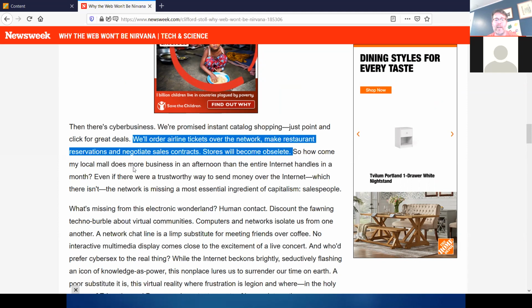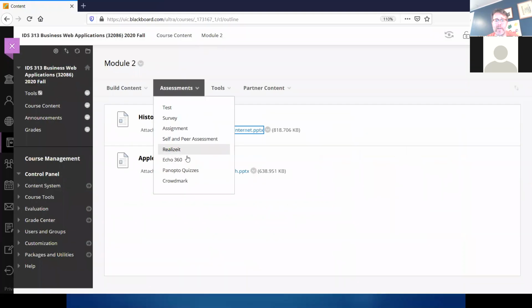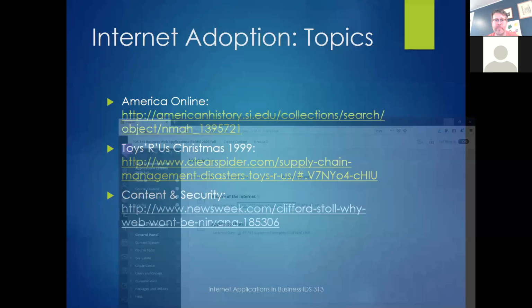Even if there were a trustworthy way to send money over the internet, which there isn't, the network is missing a thing called salespeople. So apparently this guy wants to go out to shop so he can chat up people, which seems odd, but most people are not in that same boat. And again, it's worth mentioning, these were serious problems back in the 90s, but nowadays they have largely been solved.